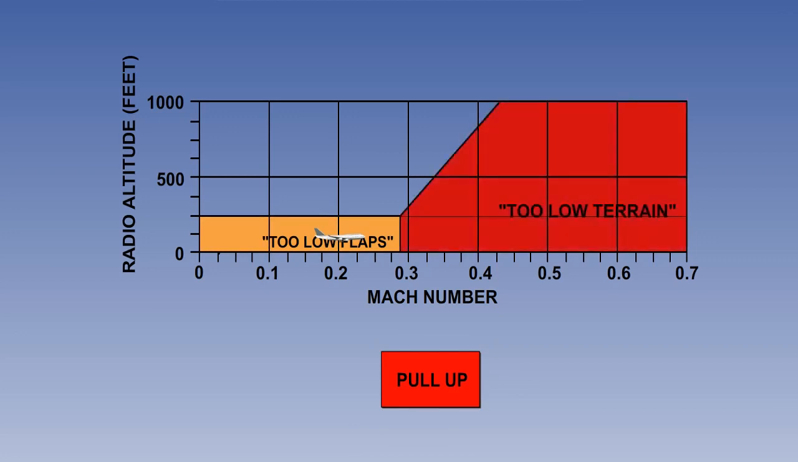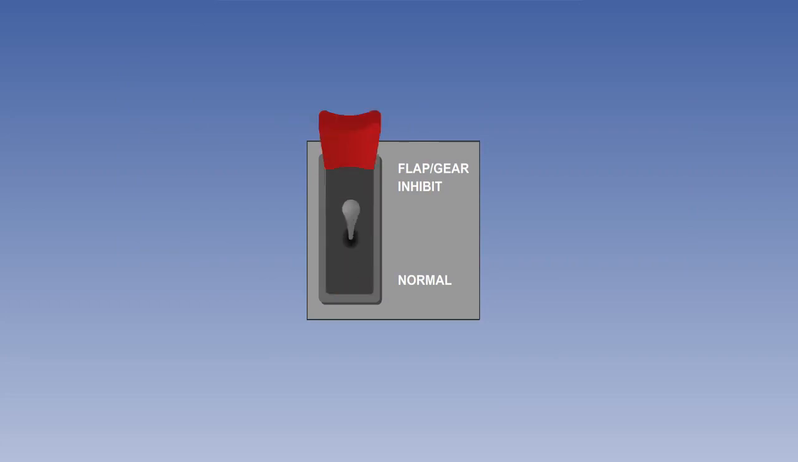If the aeroplane's speed is above 190 knots, or Mach decimal 28, then the height range is increased to 1,000 feet, and the aural alert becomes "too low terrain." In both Mode 4A and 4B, the message is repeated every second and a half until the condition has been corrected. The too low gear alert takes priority over the too low flaps, and both can be inhibited by use of the flap gear inhibit switch.